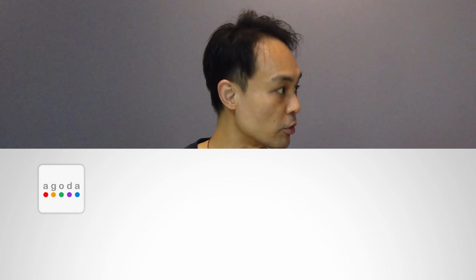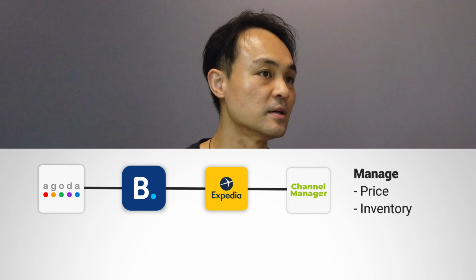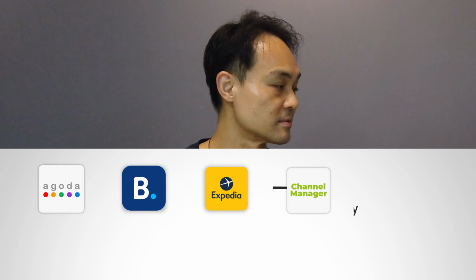Okay, so this is a good question because ever since we uploaded some hotel channel manager related videos, a lot of people ask, oh, this is the first time I heard about it. So channel manager is a tool for hotels to manage multiple online travel agencies. For example, if a hotel sells on Agoda, Booking.com, Expedia, they may use a channel manager to manage the price and inventory on those platforms. Yeah. So it's a software tool to help with their work.